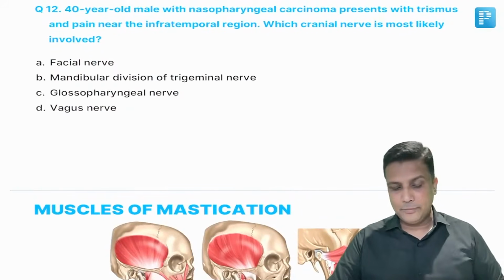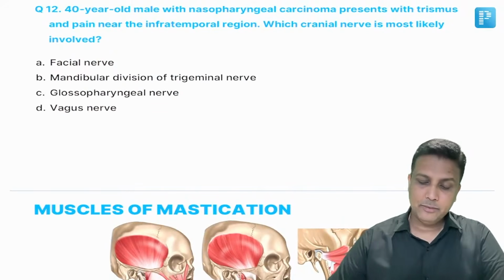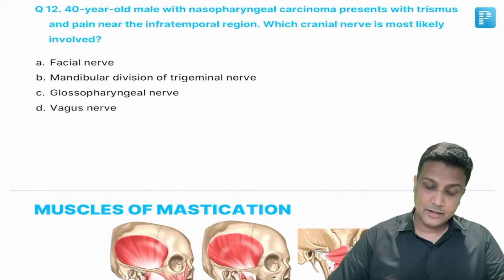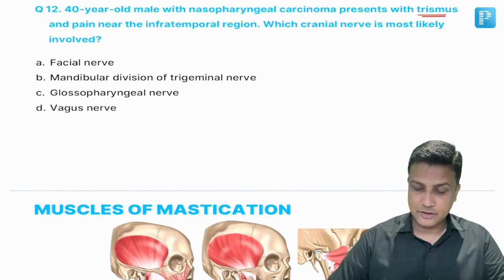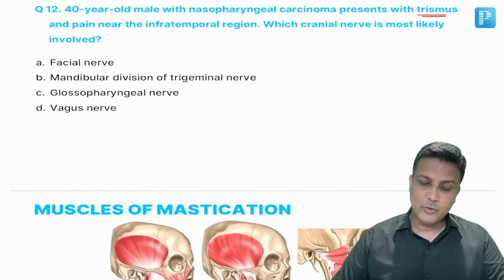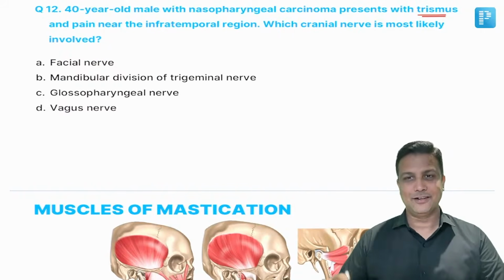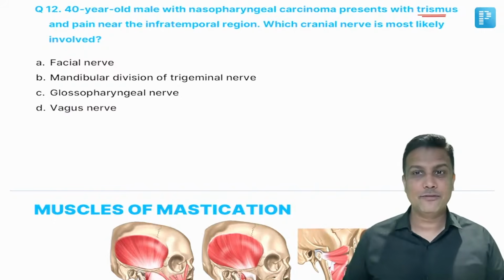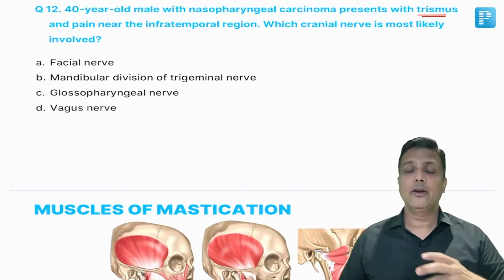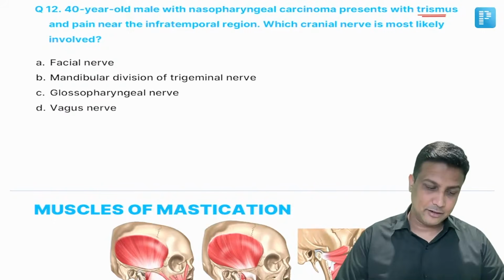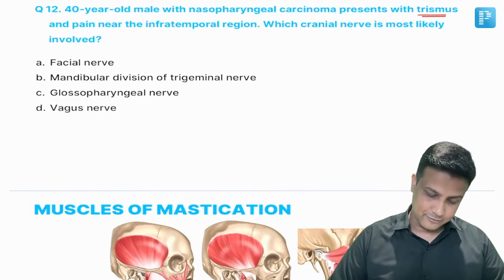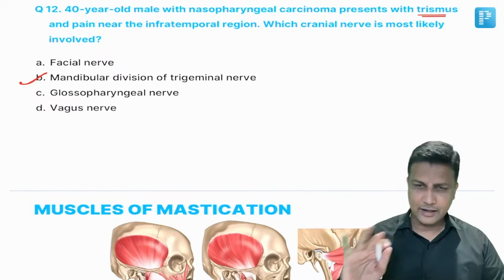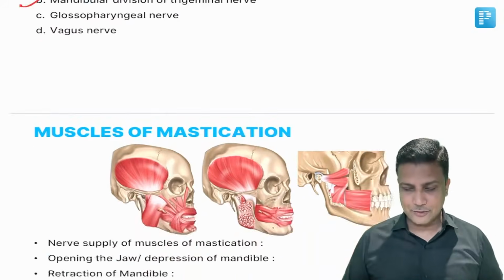A 40-year-old male with nasopharyngeal carcinoma presents with trismus and pain near the infratemporal region, locked jaw. Which cranial nerve is most likely to be involved here? Now, first of all, let me tell you, in the locked jaw, the muscle that will be involved will be the medial pterygoid one. And all the muscles of mastication, we know, will be supplied by mandibular nerve. That is your 5-3, mandibular division of trigeminal nerve. Fine. That's the answer for this question. We know that very well.